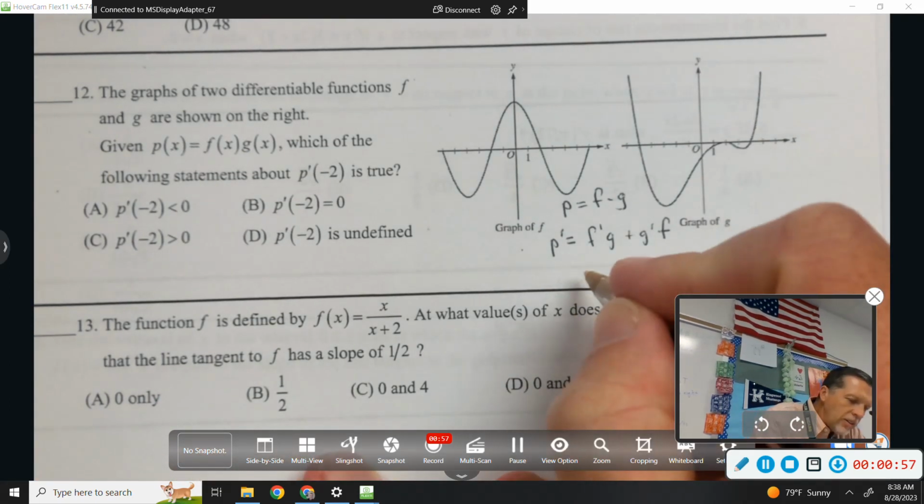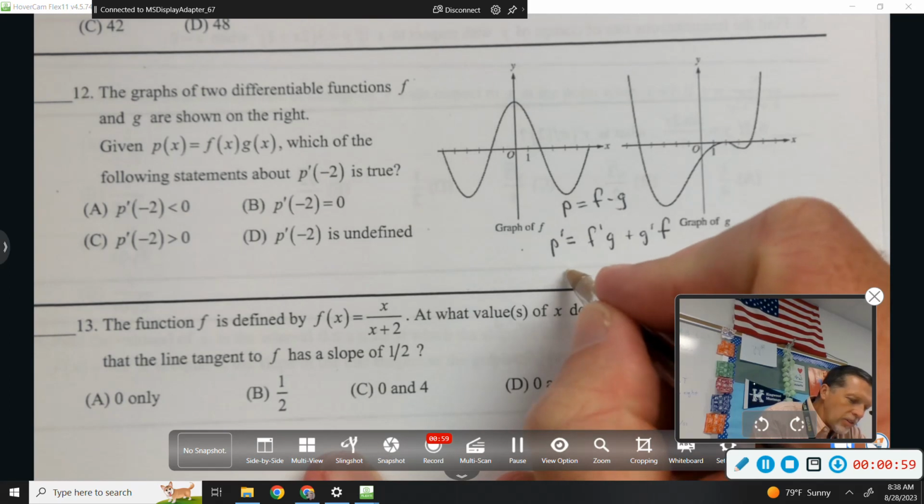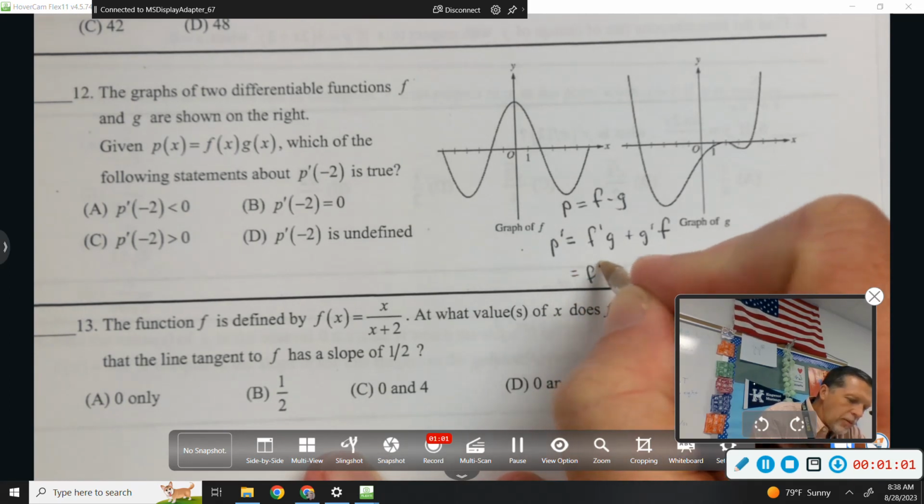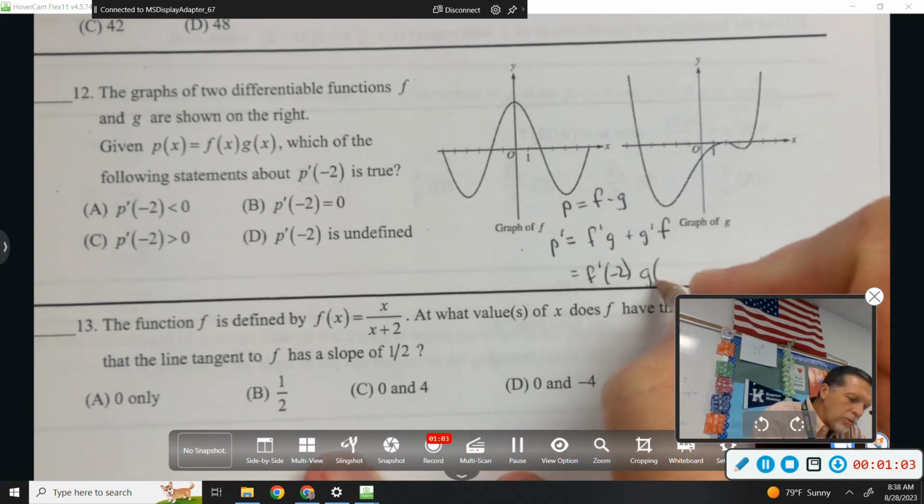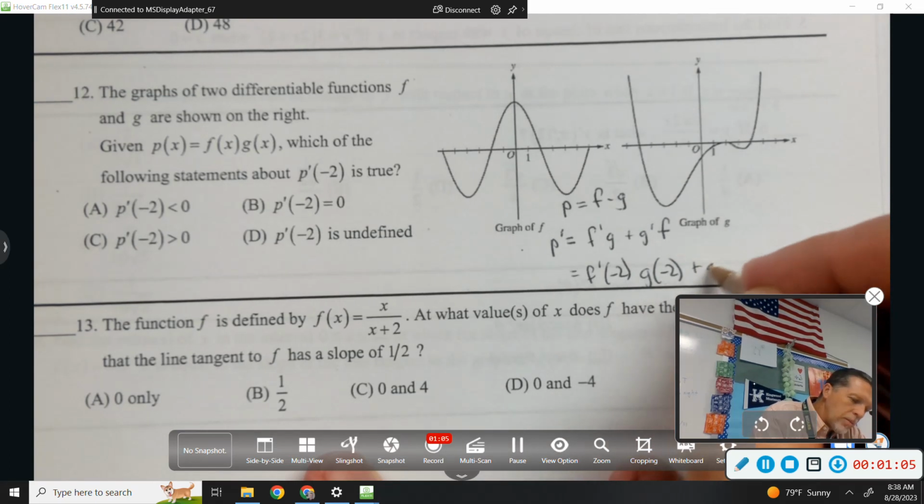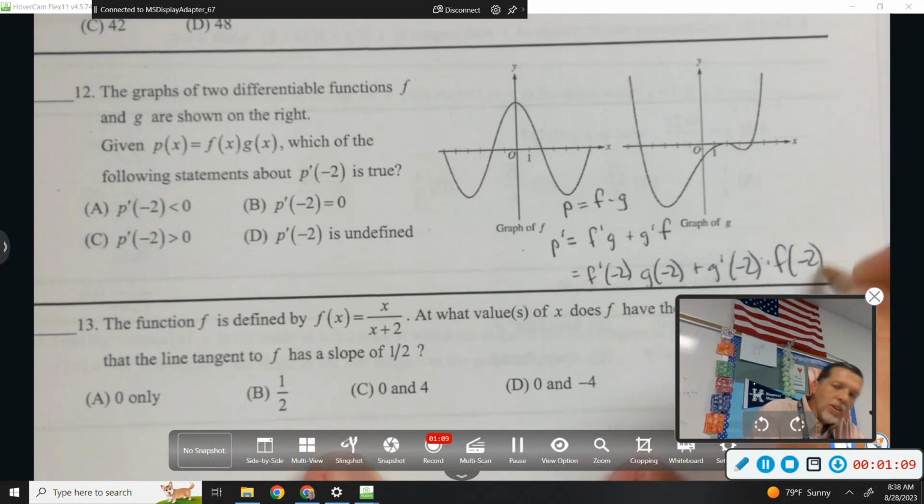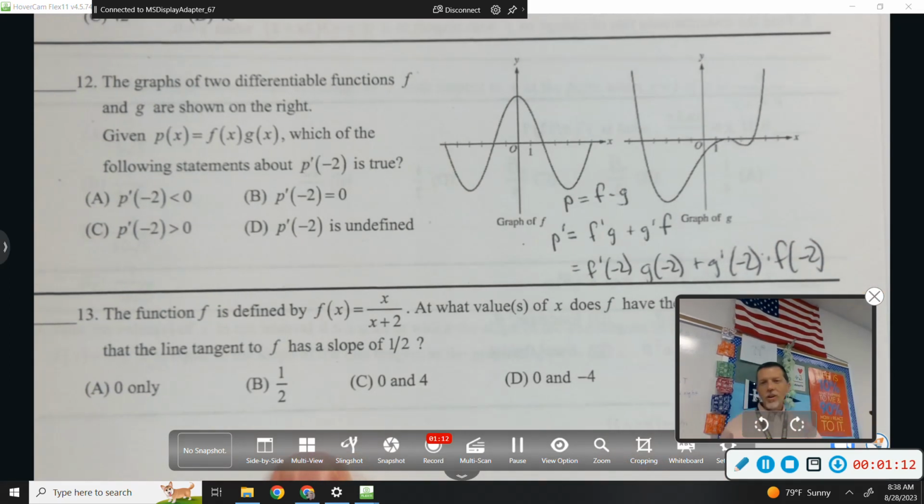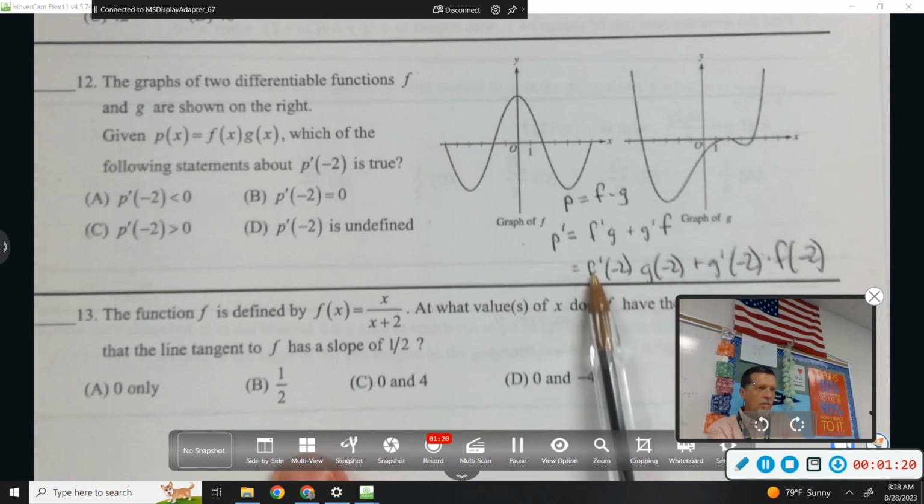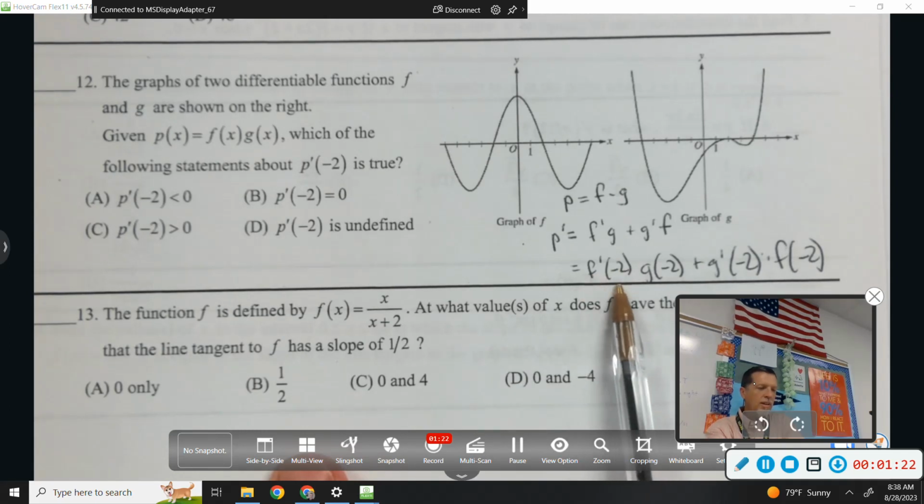So now I need to evaluate that at negative 2. So I need f prime at negative 2 times g at negative 2 plus g prime at negative 2 times f at negative 2. That's a little overkill to write it all out like that, but that reminds me I need to check each of those things at negative 2. So very first one, f prime at negative 2.